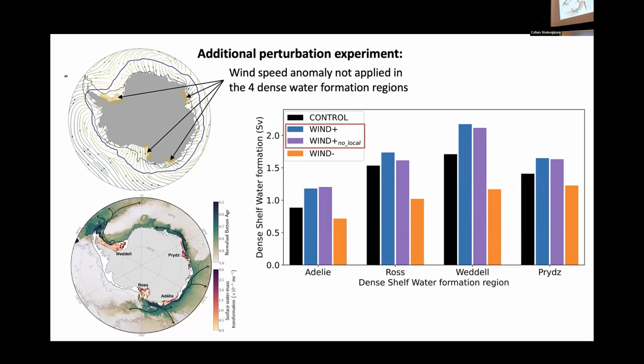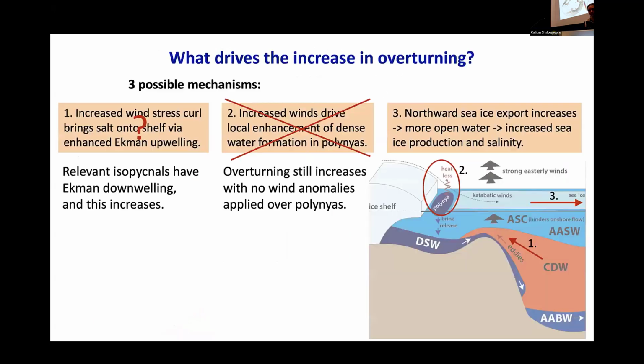There's largely no change between the blue and the purple bars, implying that it's not the local winds over those polynyas that's driving the change in the overturning. It's more of a large scale response. So we can rule out that hypothesis. Our third hypothesis is related to large scale export of sea ice by the meridional winds.